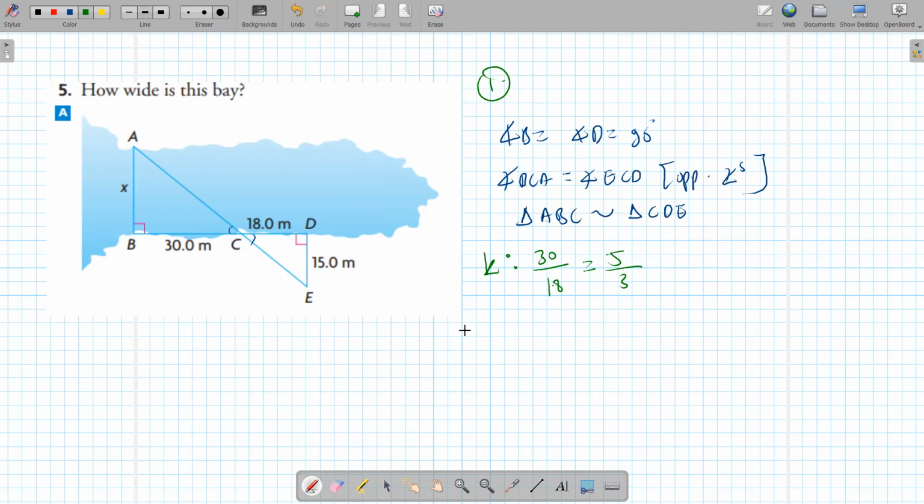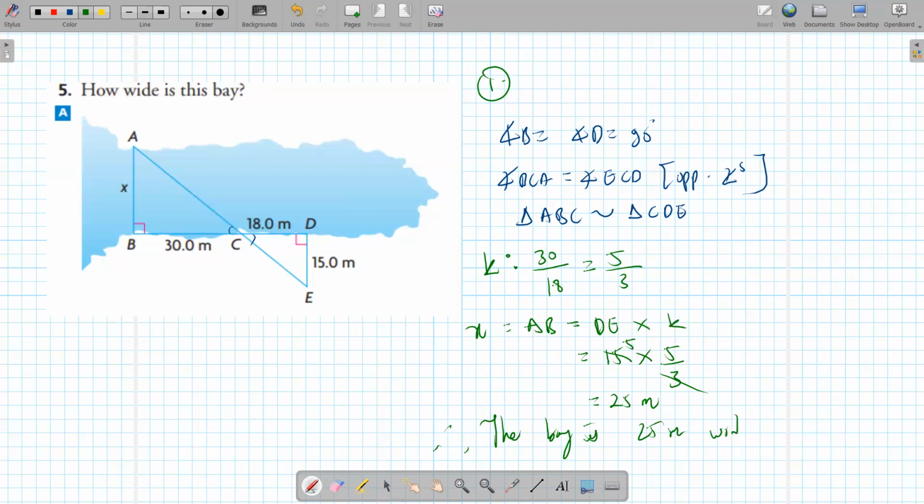So they're asking us to find x, which is the side AB. And we know AB is the side DE times the scale factor. Well, this 15 is DE, times the scale factor of 5/3. 3 goes into 15 5 times. Therefore, x is 25 meters. And if you want to really get the good student bonus point, you want to say, therefore the bay is 25 meters wide. And there you go. Pretty straightforward, right?